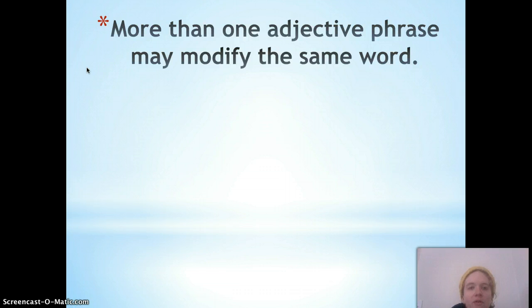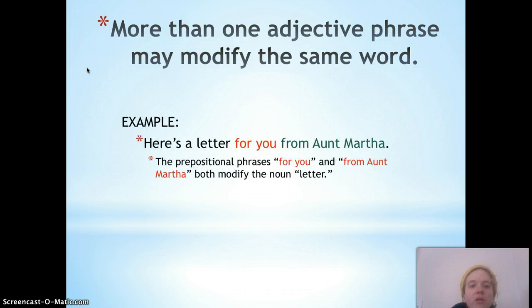Next one. More than one adjective phrase can modify the same word. So adjectives work very similarly. You may have 2 of them to describe one thing. So in the sentence, here's a letter for you from Aunt Martha. The prepositional phrases for you and from Aunt Martha are both modifying a letter. So you've got 2 adjective phrases for 1 noun.